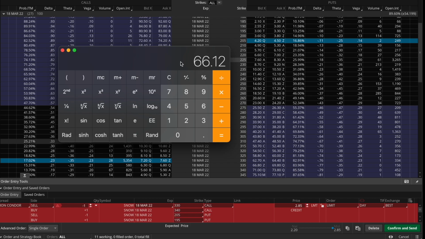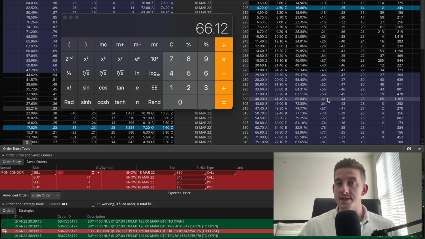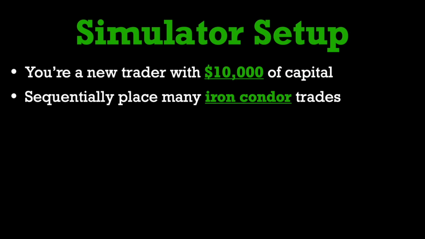Okay, so now with all that being said, I'm now going to sum all this up into the exact criteria that my trading simulator is going to use to make all these iron condor trades. So again, we're going to start out with $10,000 of initial capital, and my trading simulator is going to simulate making 500 sequential iron condor trades, just one after another.